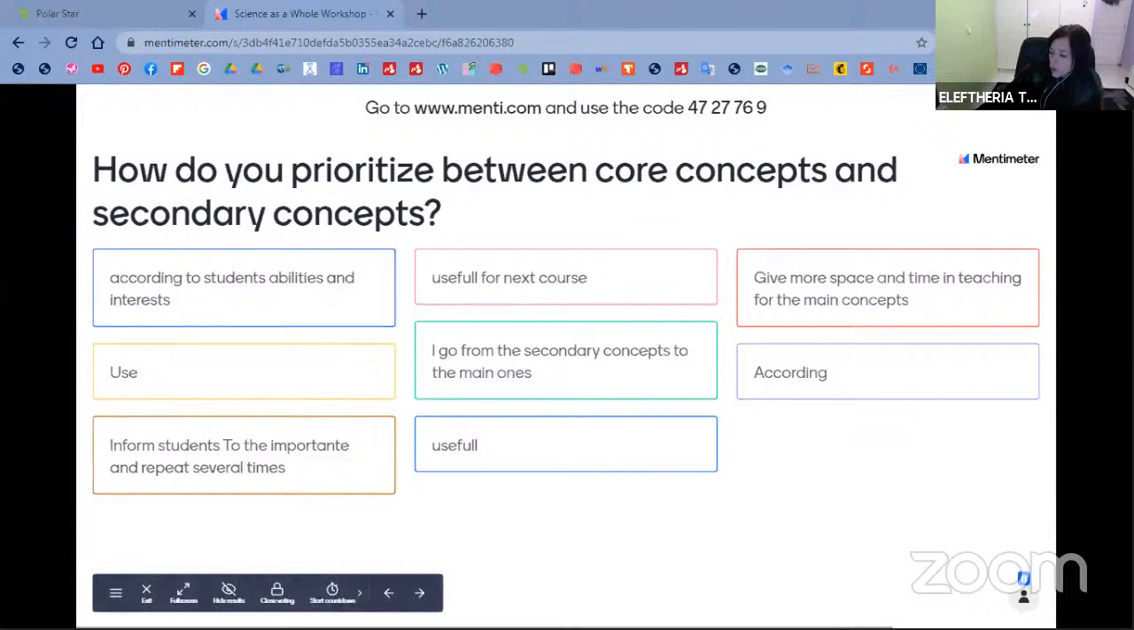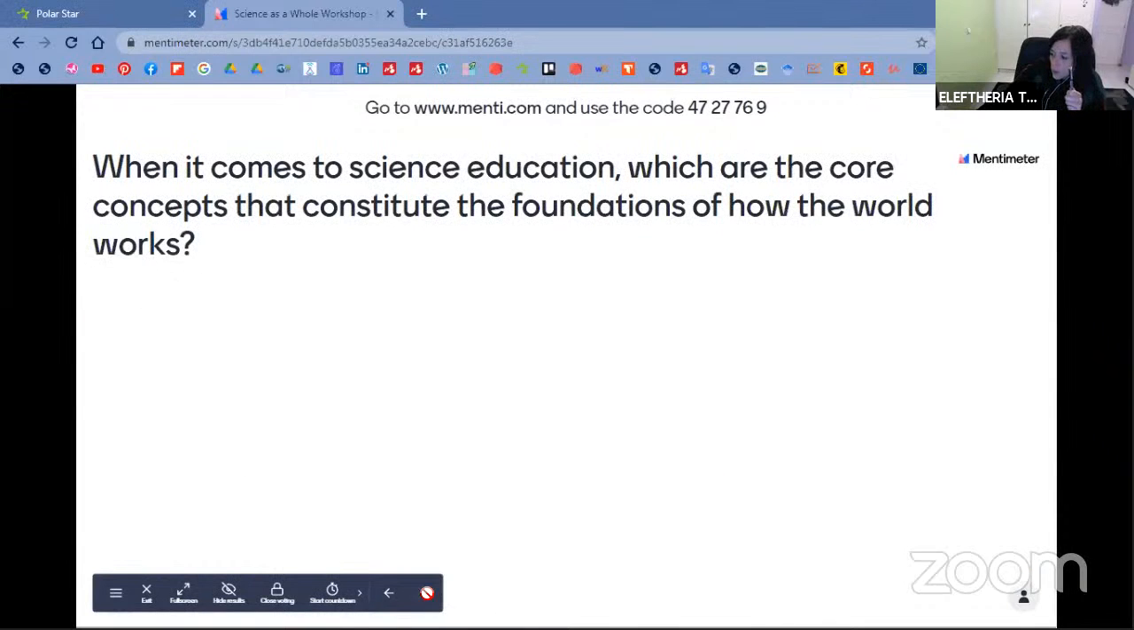I'm going to ask you another thing now. You told me that you don't think everything is equally important. You prioritize between core concepts and secondary concepts by allowing more time to core concepts or revisiting them more often, and other strategies. But what about the content itself now? So the actual things that you teach them.